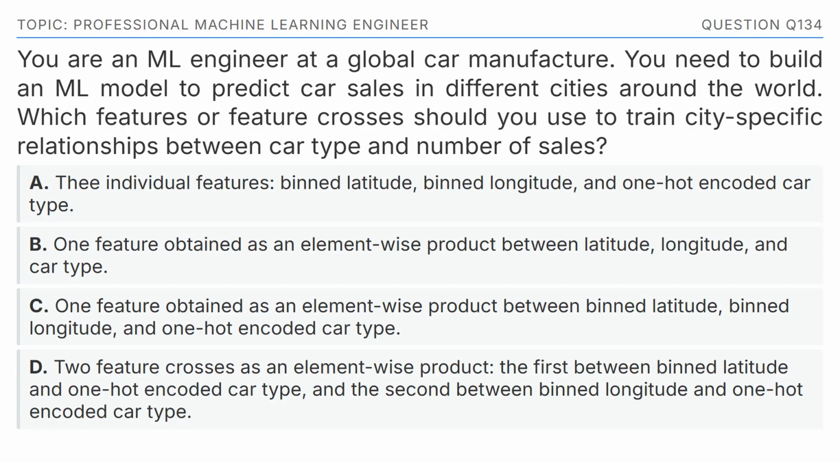The options are: Option A, the individual features, binned latitude, binned longitude, and one hot encoded car type. Option B, one feature obtained as an element-wise product between latitude, longitude, and car type. Option C, one feature obtained as an element-wise product between binned latitude, binned longitude, and one hot encoded car type. Option D, two feature crosses as an element-wise product, the first between binned latitude and one hot encoded car type, and the second between binned longitude and one hot encoded car type.